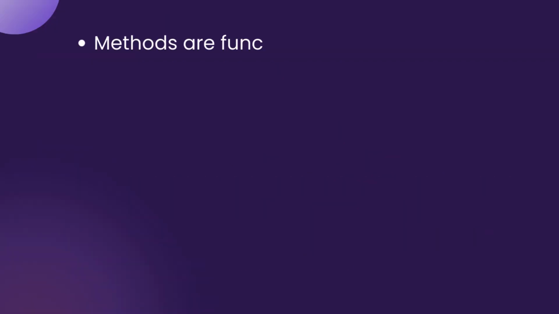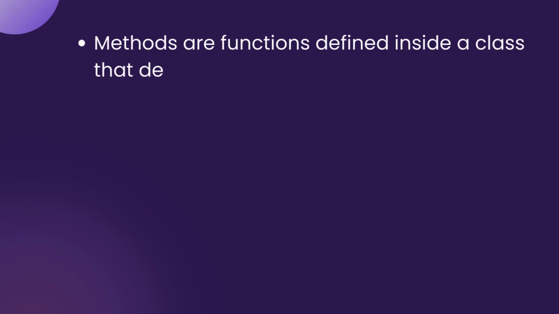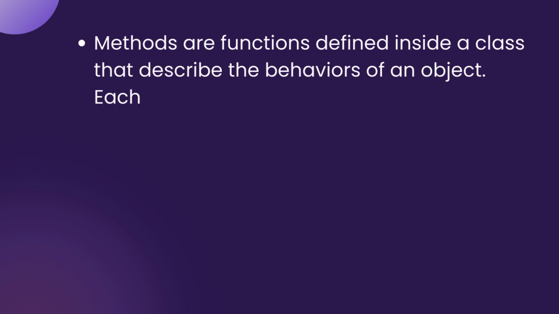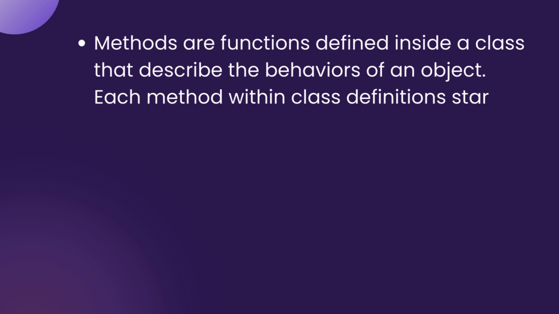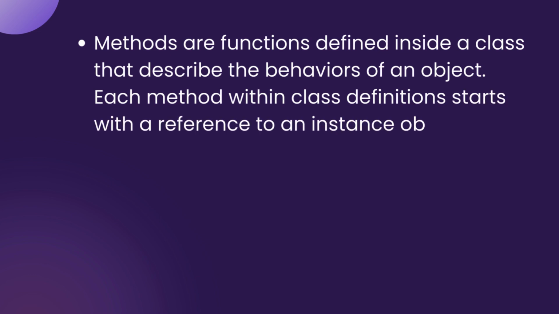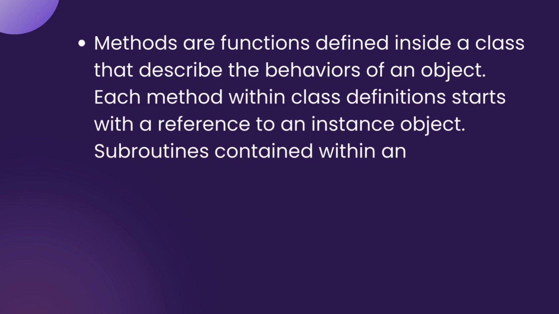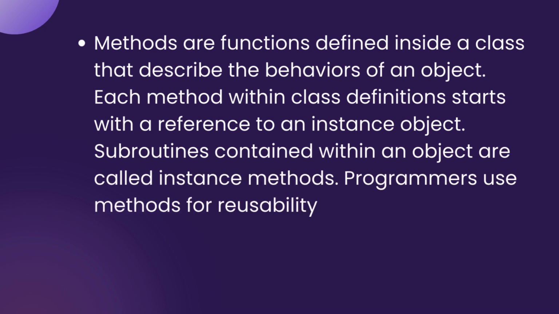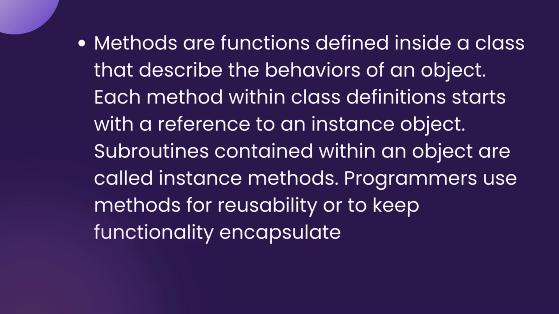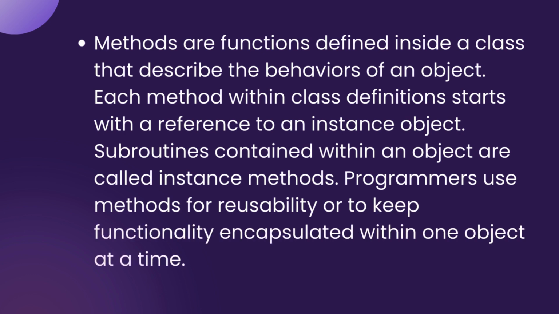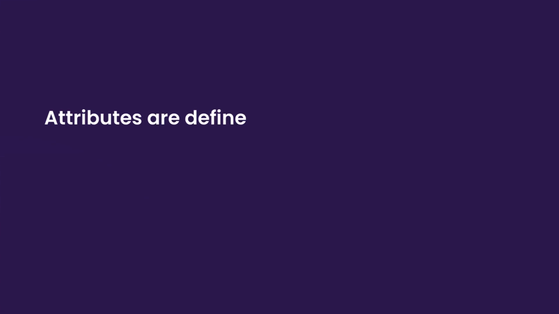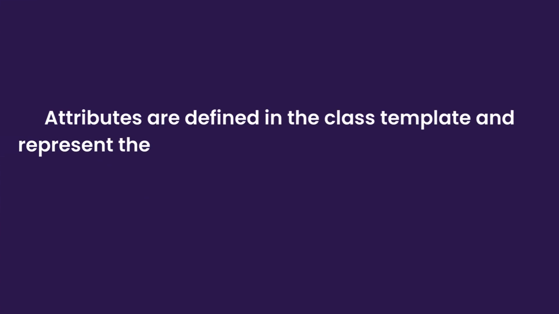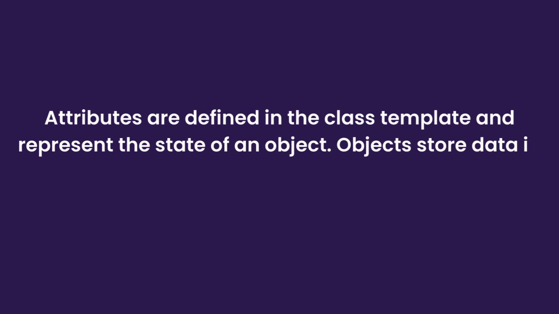Methods are functions defined inside a class that describe the behaviors of an object. Each method within a class definition starts with a reference to an instance object. Subroutines contained within an object are called instance methods. Programmers use methods for reusability or to keep functionality encapsulated within one object at a time. Attributes are defined in the class template and represent the state of an object. Objects store data in their attribute fields.